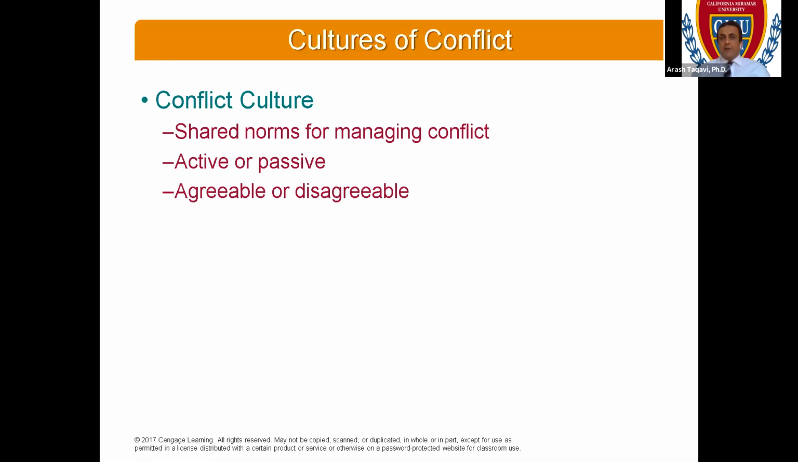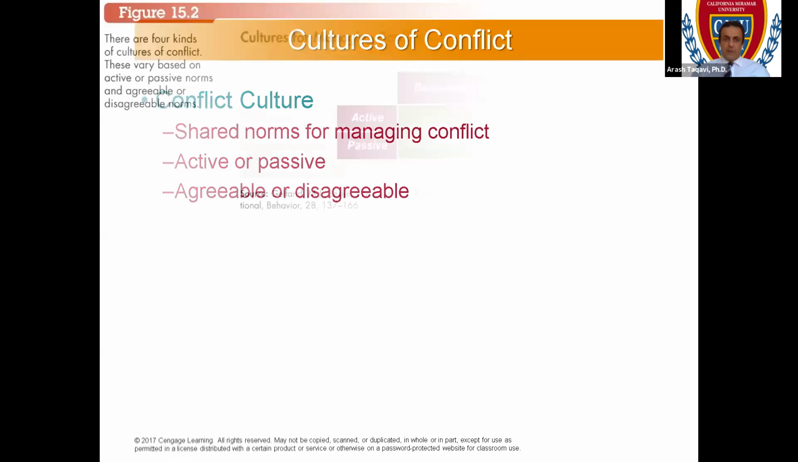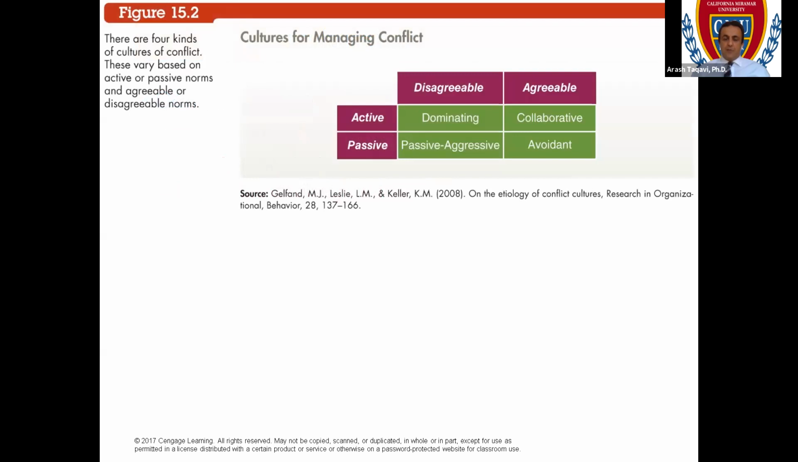And agreeable or disagreeable. These are the basic personality features for managing a conflict. It is like discussing or not discussing, and other things. You can see them in a diagram here in four dimensions: disagreeable, agreeable, active, and passive. If your conflict management style is active and disagreeable, you are dominating. If you are active and agreeable, you are collaborative.